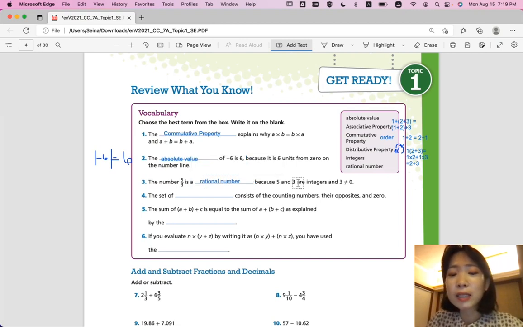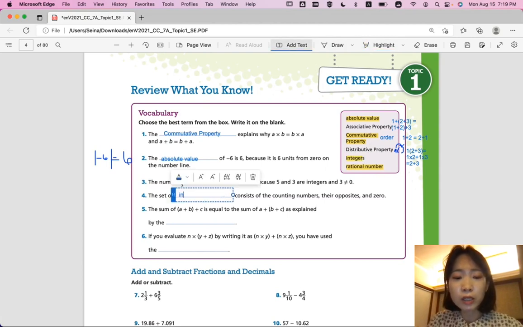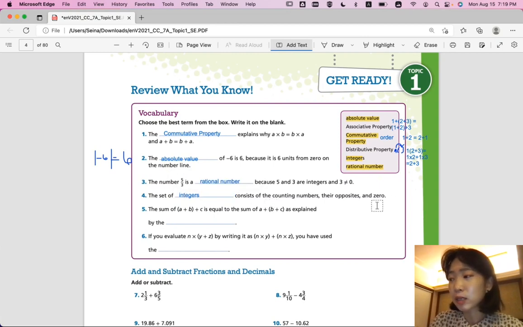The set of blank consists of the counting numbers, their opposites, and 0. So now we already used absolute value, we used rational number, and commutative property. And so the type of number we have now is the integer. So a set of integers consists of the counting numbers, their opposites, and 0.